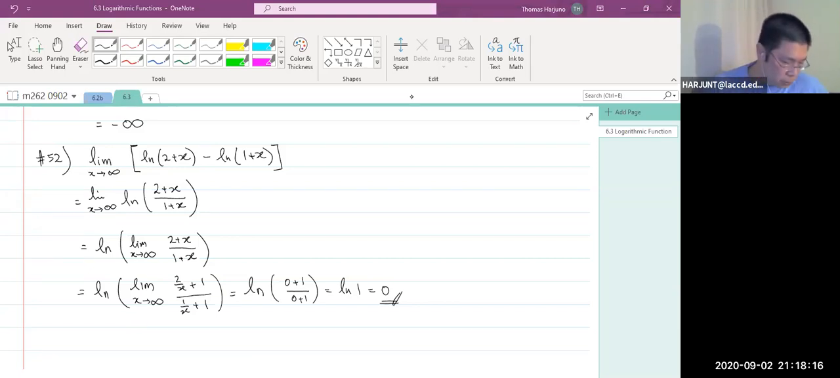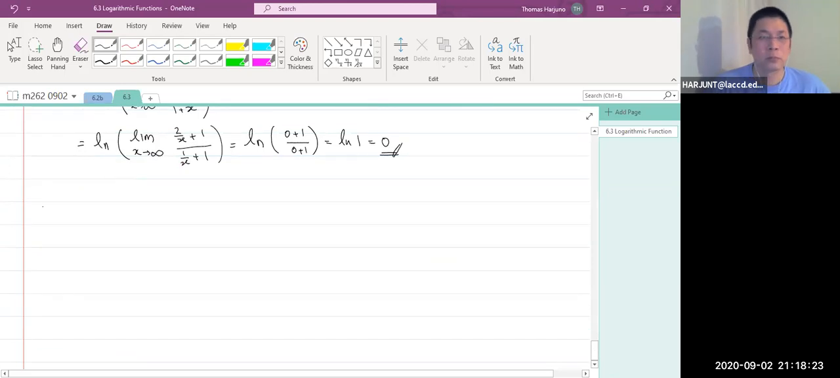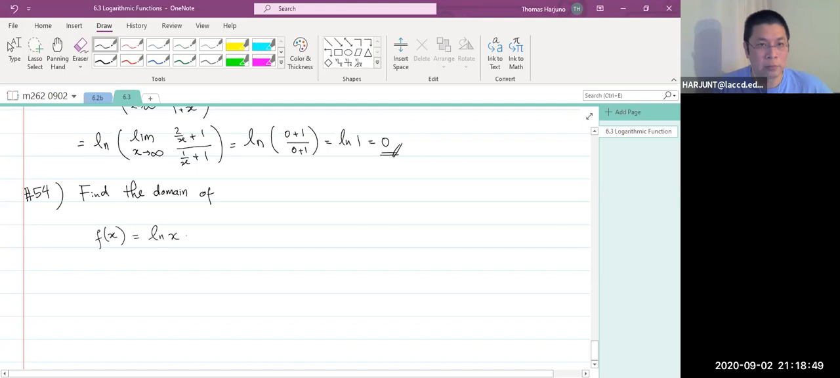That's for number 52. Find the domain of functions, number 54. Find the domain of f(x) equals natural log of x plus natural log of 2 minus x.